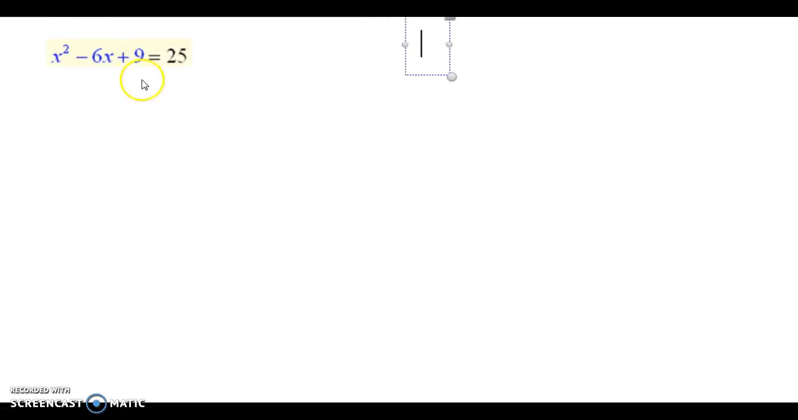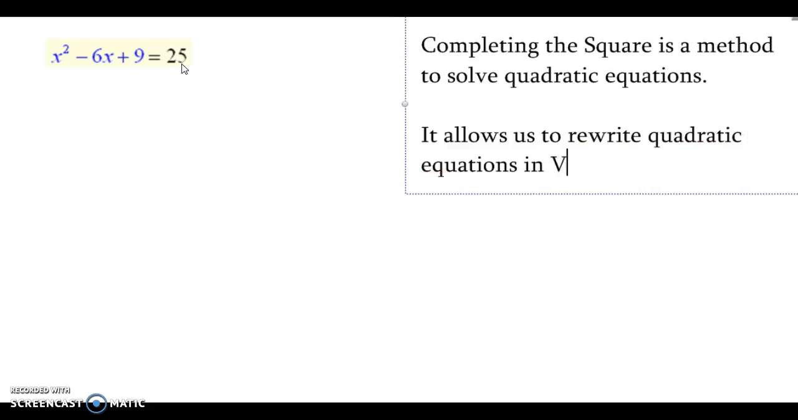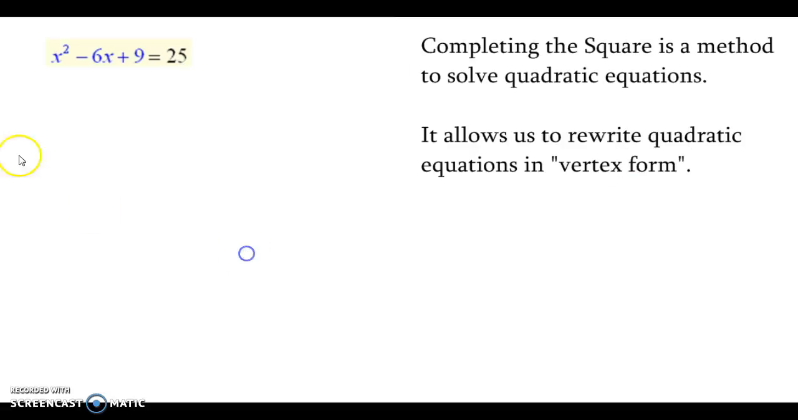In order to complete the square, you need a quadratic equation. Completing the square is a method of solving a quadratic equation, so maybe I'll write that down. Completing the square is a method to solve quadratic equations. It also allows us to rewrite quadratic equations in what's called vertex form. And you'll see what I mean in a minute.